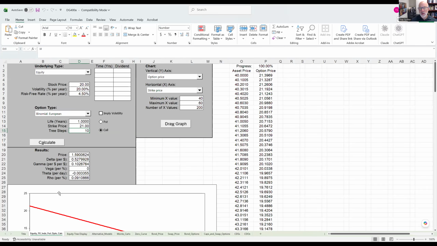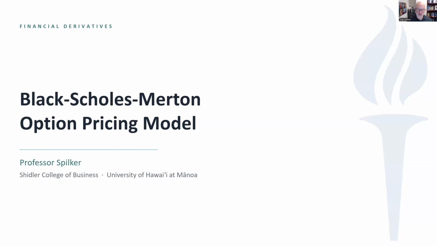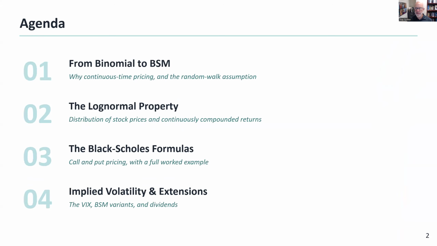Okay. We'll come back to this because I want to jump in and talk about the next lecture, which is the Black-Scholes-Merton option pricing model. Let me go ahead and share my screen for you. There we go. Okay, so in this lecture, we are going to move from the binomial tree into the continuous time Black-Scholes-Merton model.